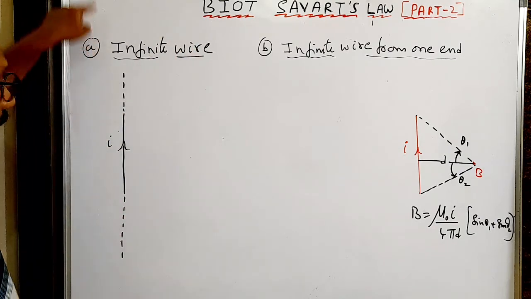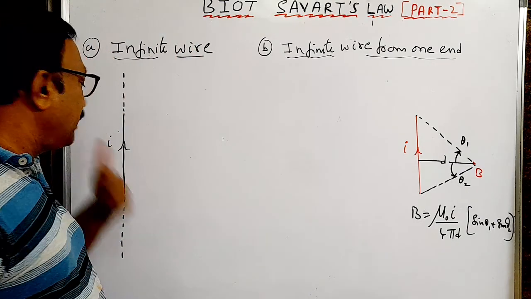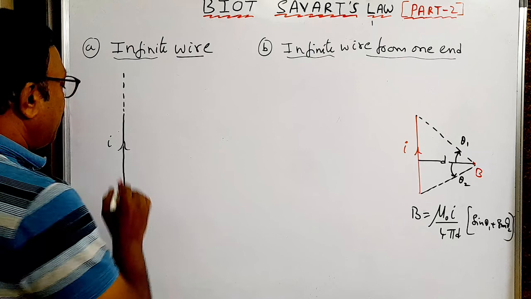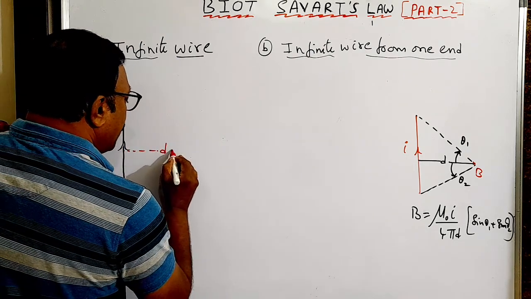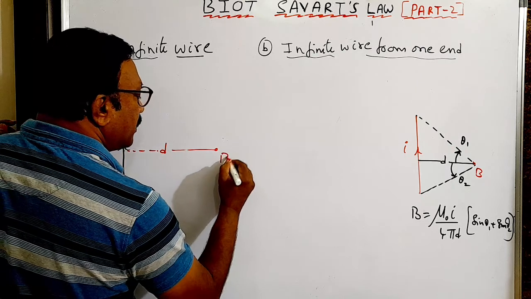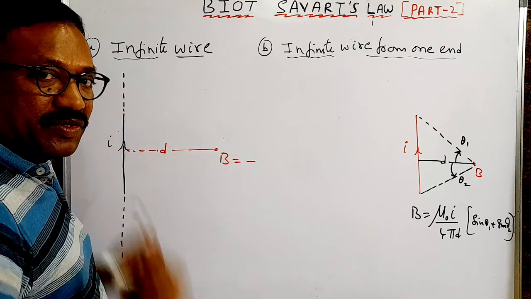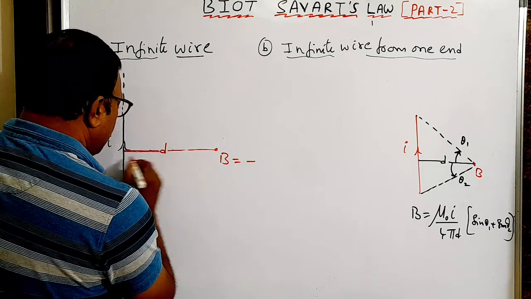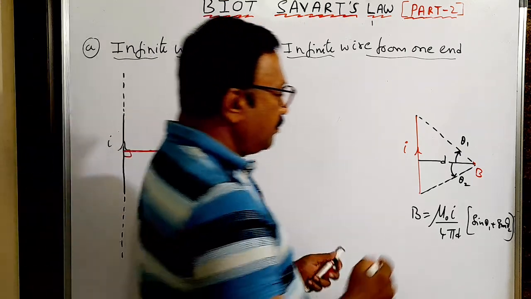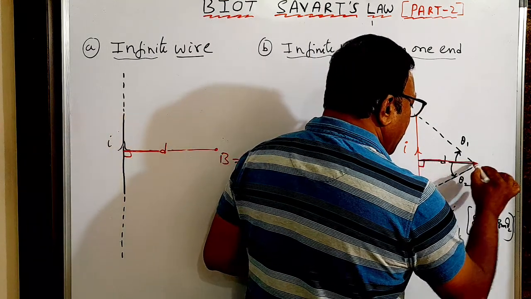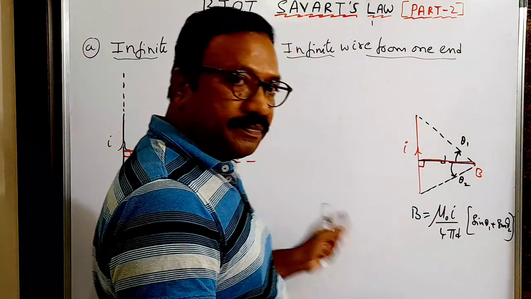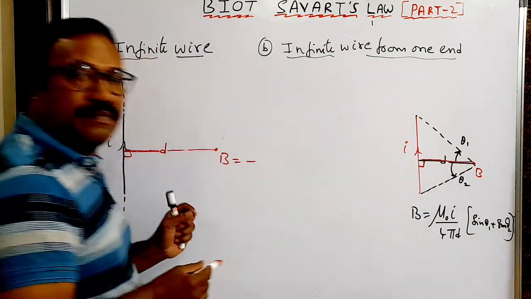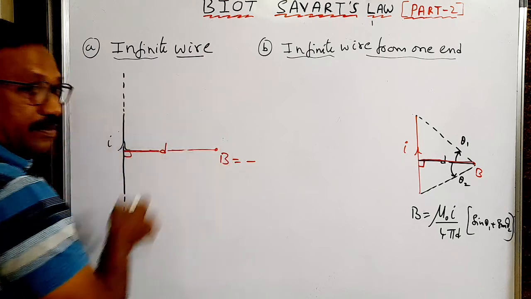So this is an infinite wire, a very long wire having current I. What you have to do is determine the magnetic field at a distance D here. This is a perpendicular distance. In the formula, I am telling D, then theta 1 and theta 2. See, generally you have to join a line from one end to here.